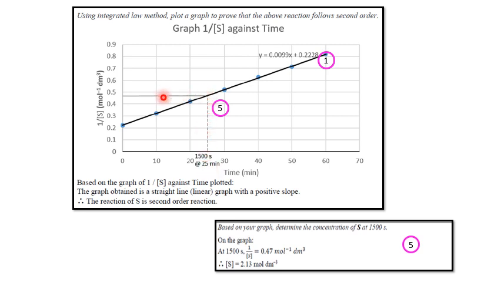So for 25 minutes, you try to find out the concentration. For 1 over concentration, the answer is 0.47. So on the graph, at 1500 seconds, 1 over concentration S is equal to 0.47. So just apply simple mathematics to find the concentration of S, which is 2.13 molar.